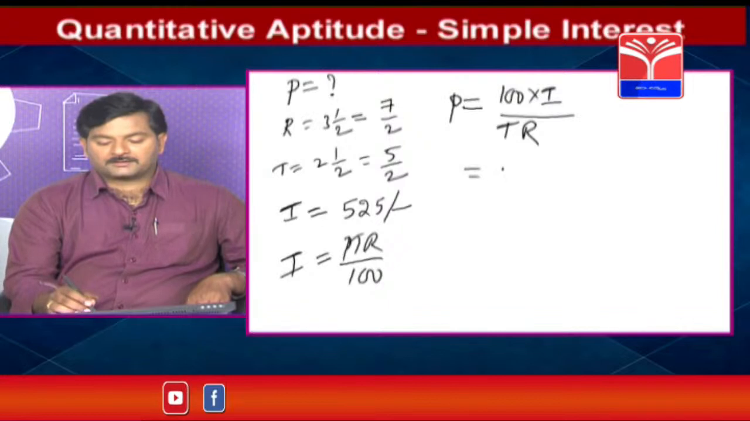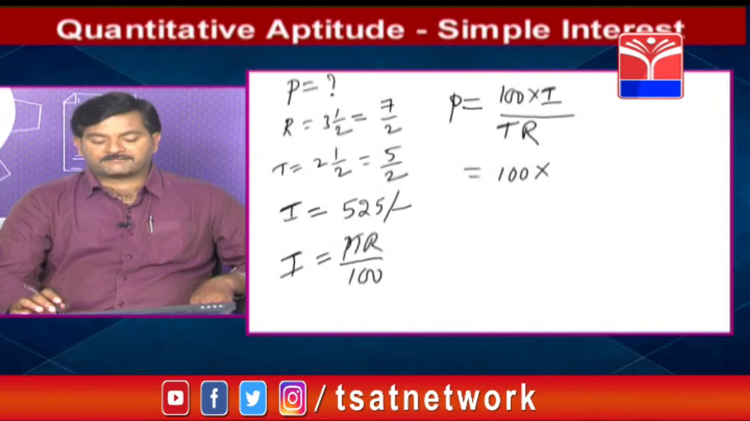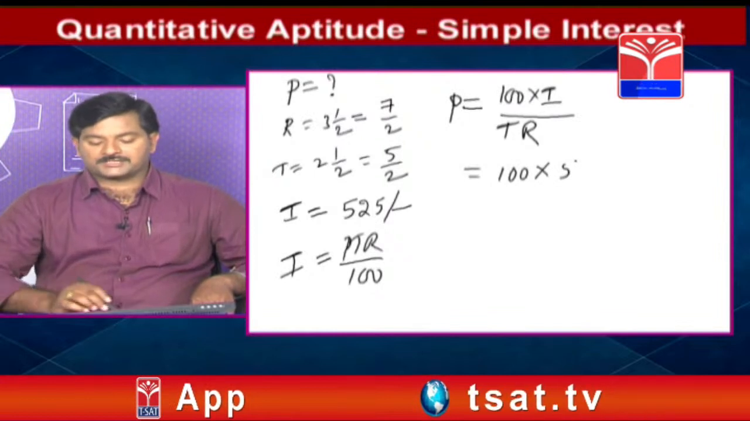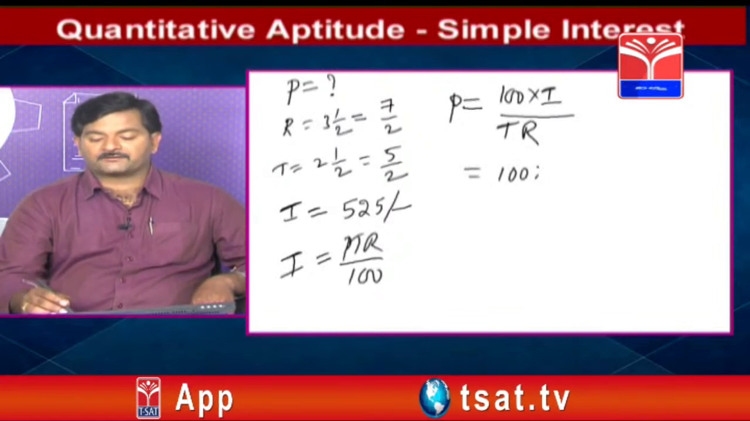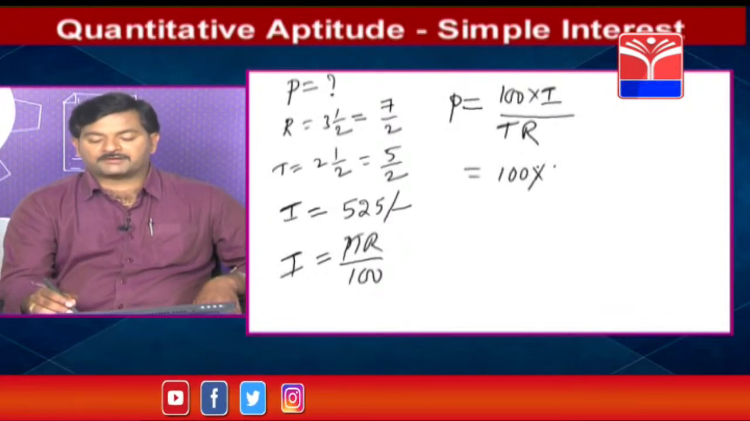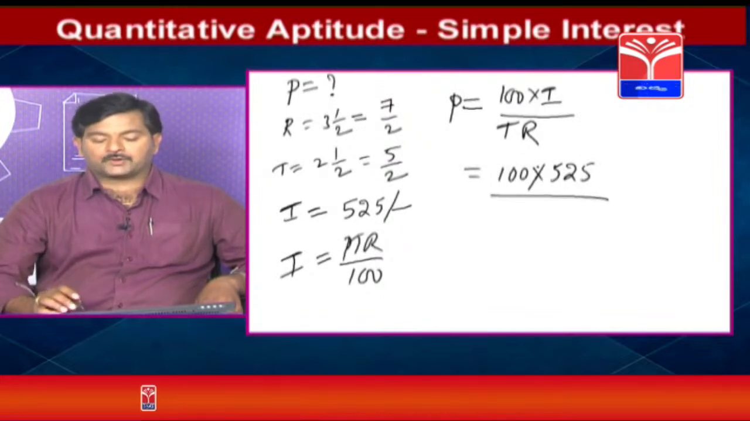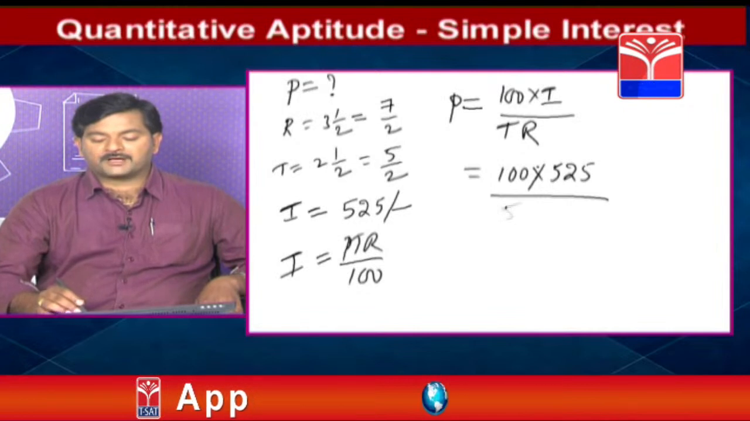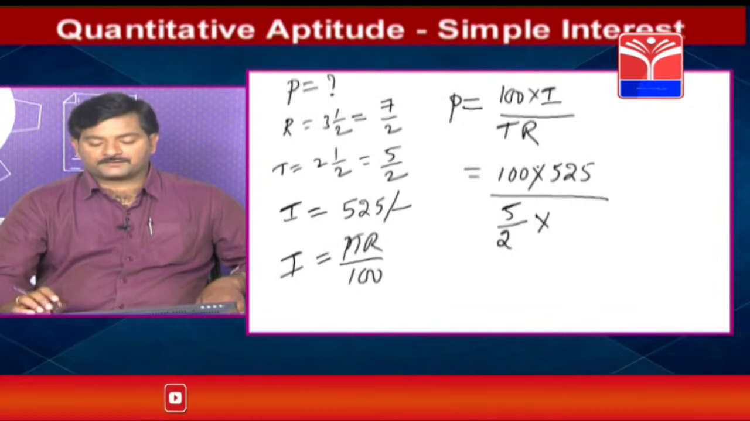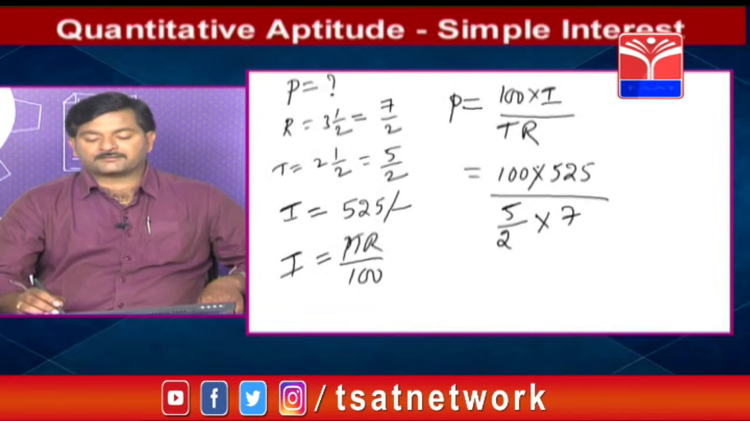T value is given, T value is equal to 5/2. So here we need to find not the T value, we need to find the P. The I value given is 525 rupees. So T into R. T value we know is 5/2, and R value we also know. R is equal to 7/2, given.